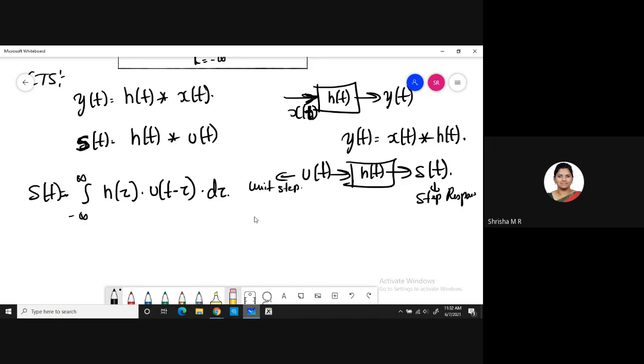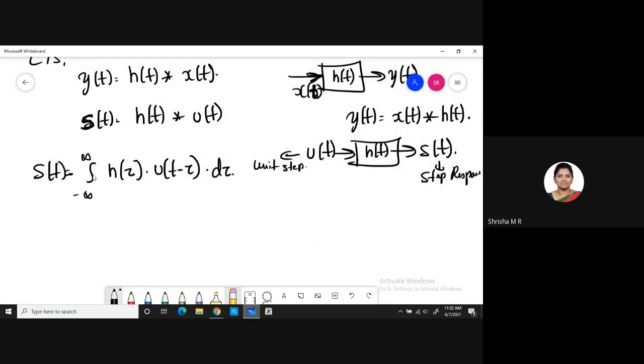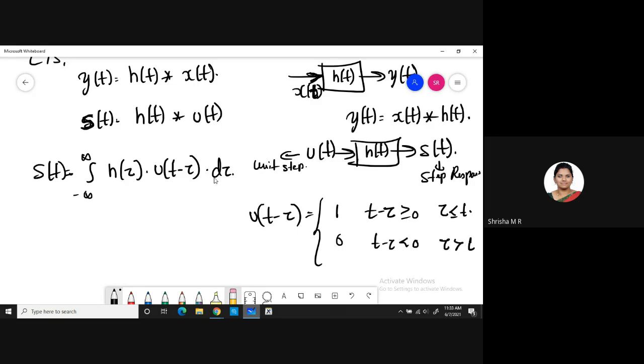This is the equation for step response in terms of this convolution integral. Now we'll try to evaluate this u of t minus tau. So u of t minus tau is equal to 1 if t minus tau is greater than or equal to 0, or you can say tau less than or equal to t. It will be equal to 0 when t minus tau is less than 0, or if tau is greater than t. How do you plot u of t minus tau?